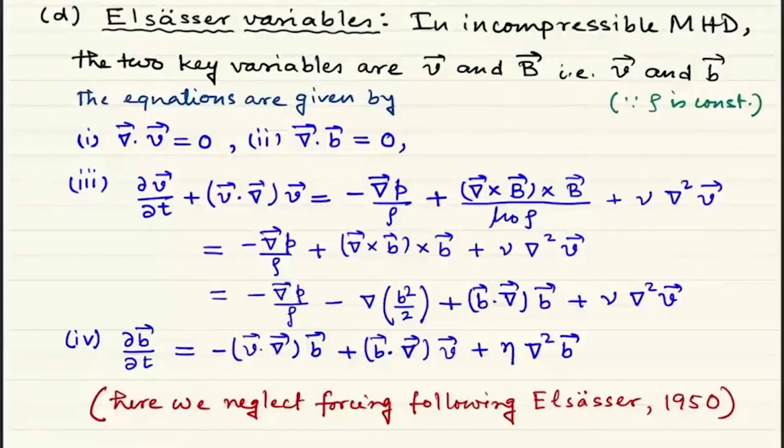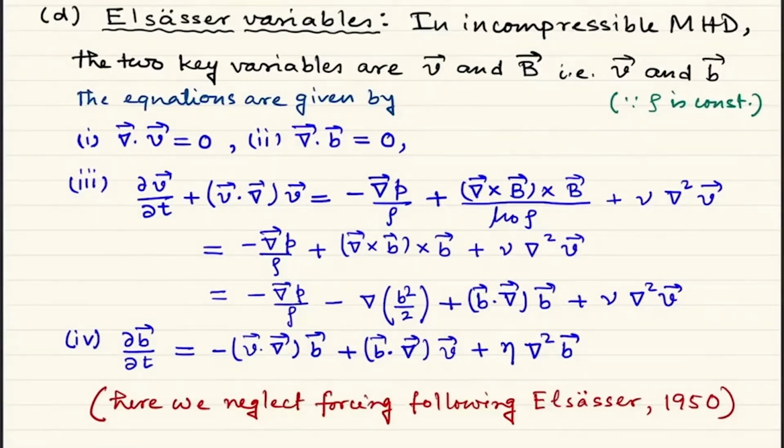Okay, so in the year 1950, Elsasser wrote this whole set of MHD equations, mostly for incompressible MHD equations, in terms of Elsasser variables. And that specific style of writing actually revealed a number of very interesting facts and features of MHD which we cannot see in general when we write the equation in terms of V and B.